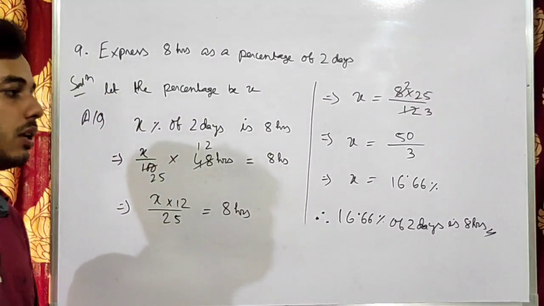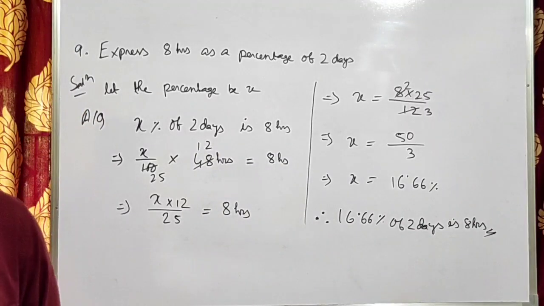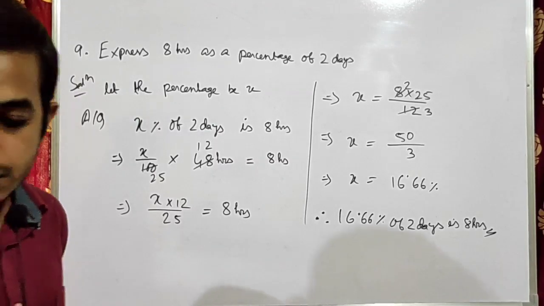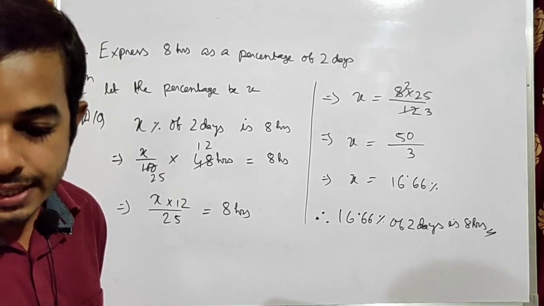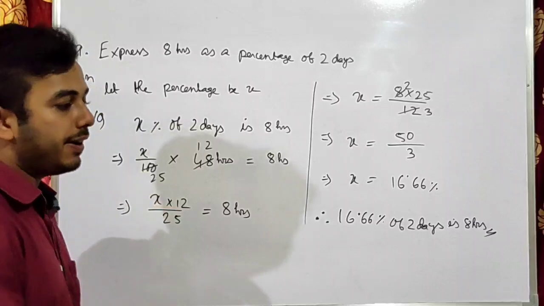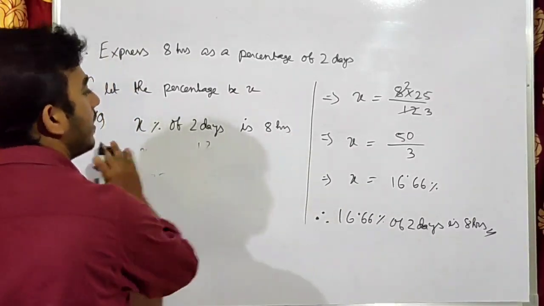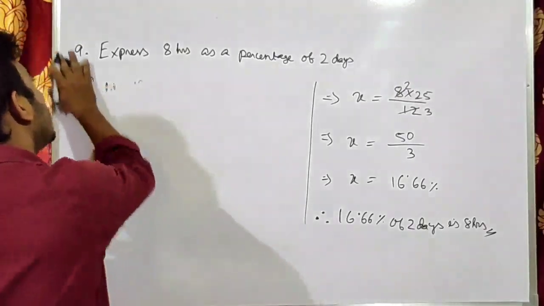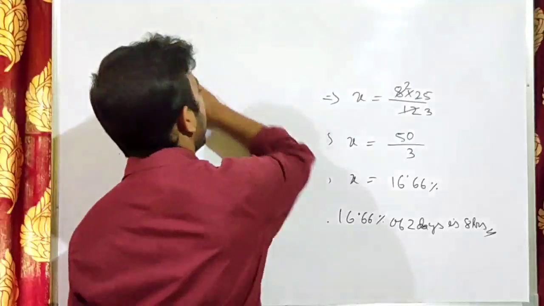After this, clear? Okay. So now let's move to our next question, that is question number 10. Here the question is: find 15% less than 75. This one is a bit different type of question, right? Find 15% less than 75. That means we have to subtract 15% from 75. Then we have to find that number.